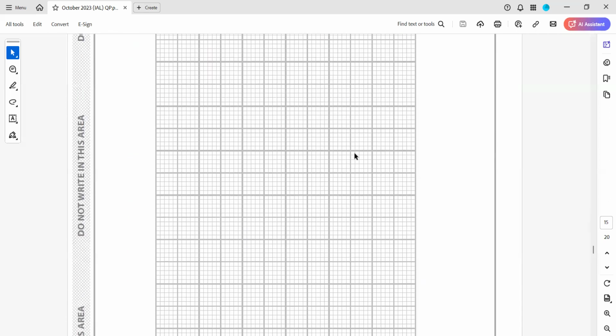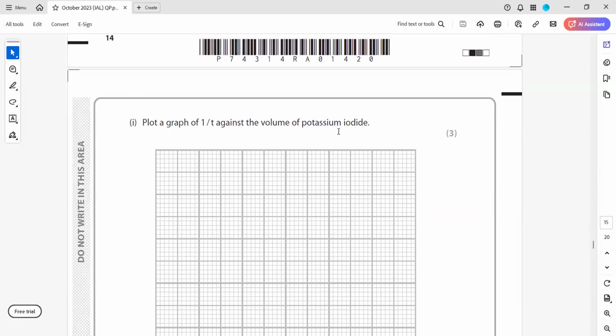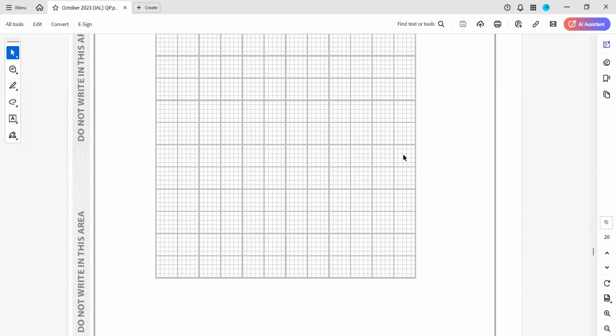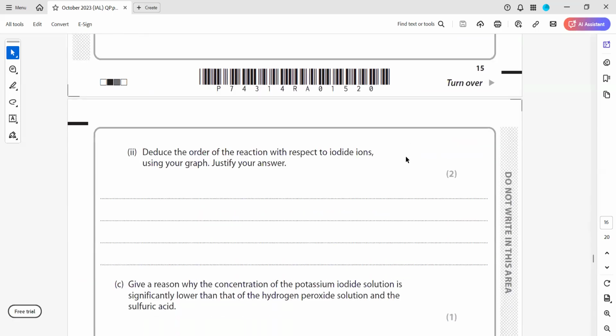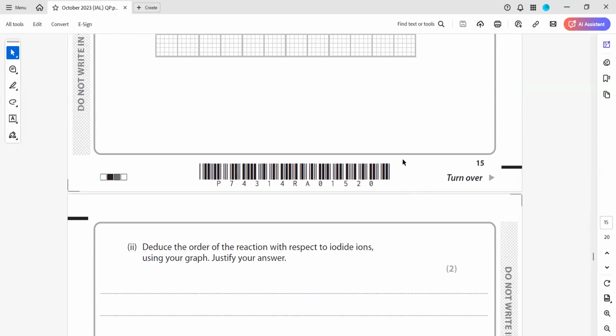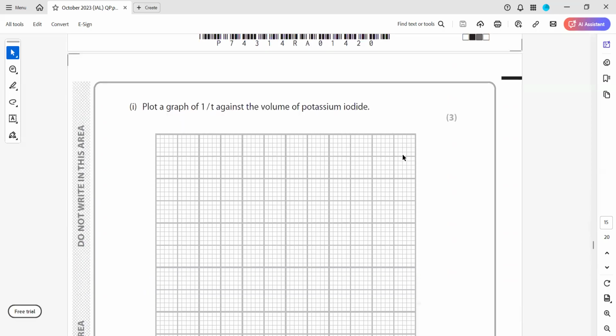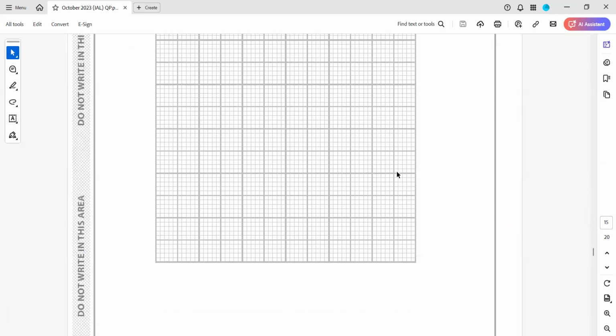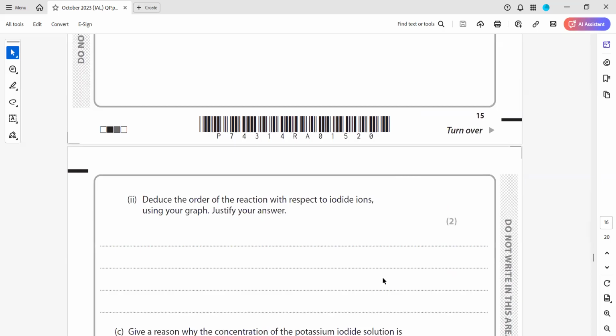Then we have to plot a graph of 1 over t against the volume of potassium iodide. You have to use this grid. Then deduce the order of a reaction. If it is a straight line graph, a constant line, where volume is not affecting, it means it will be a zero order.